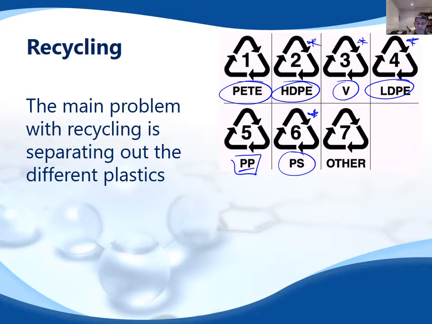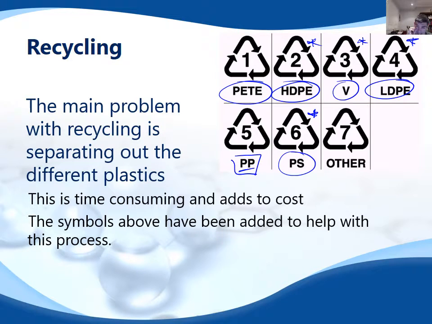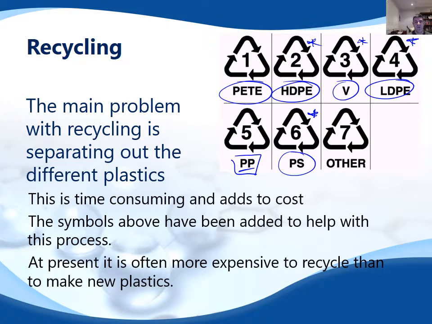In order to really effectively recycle, we actually need to separate all of these plastics out from one another, and that is time consuming, and it also increases costs. And so one of the ways to try and do that is to have a labeling system that helps to group these together more effectively. At this point in time, of course, it's still a little bit more expensive to recycle than it is to make new plastics, which is why they continue to be produced.